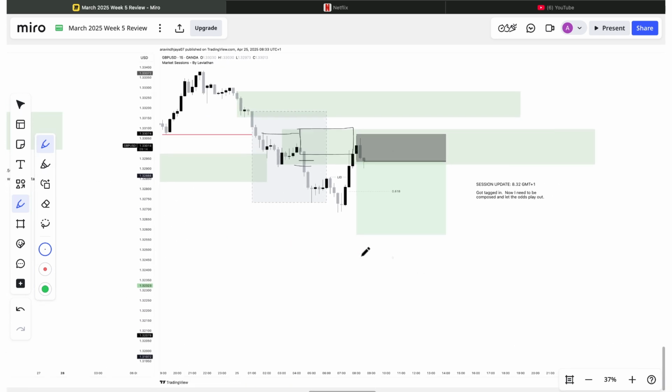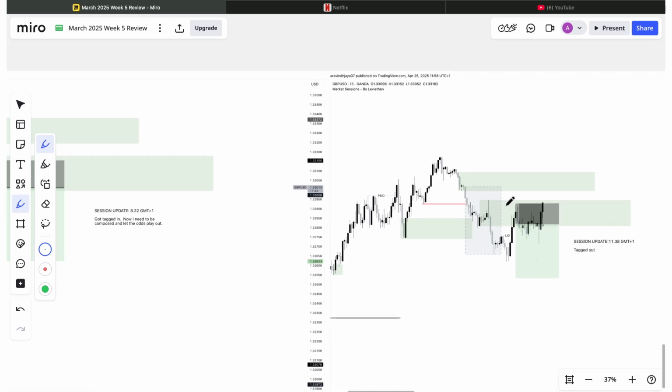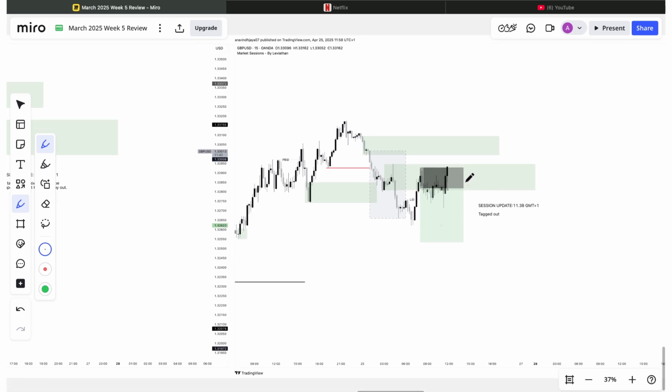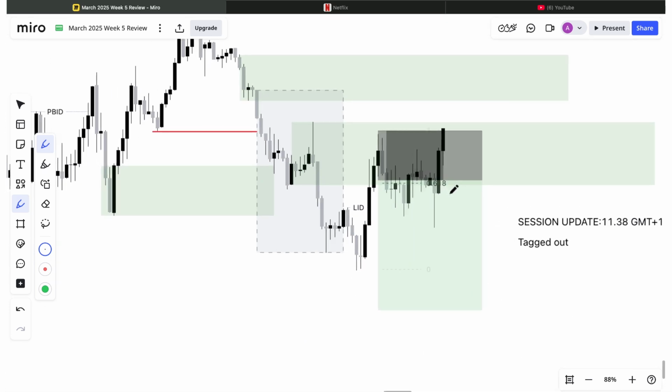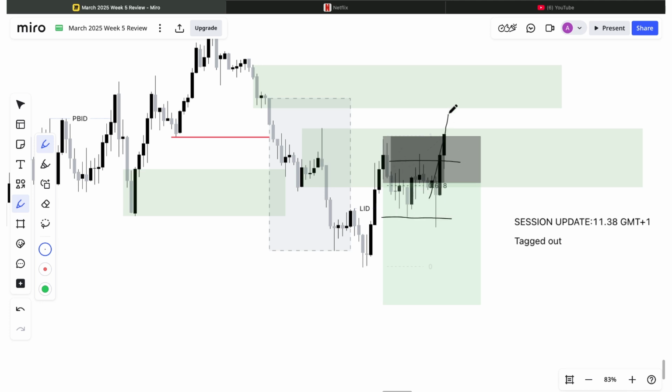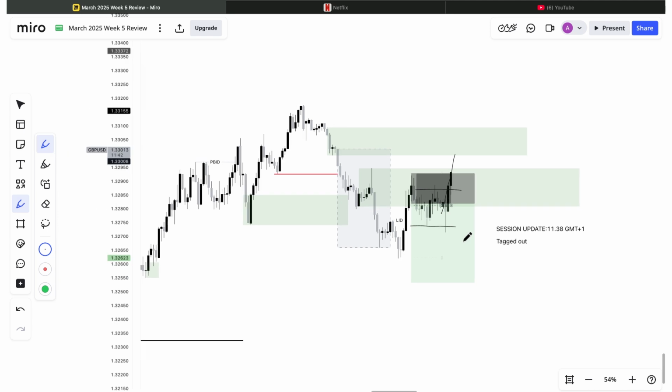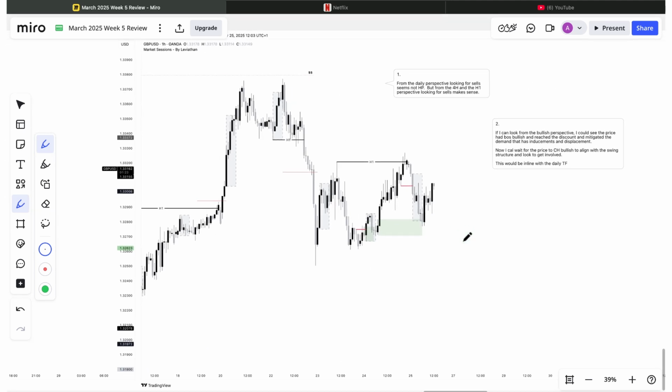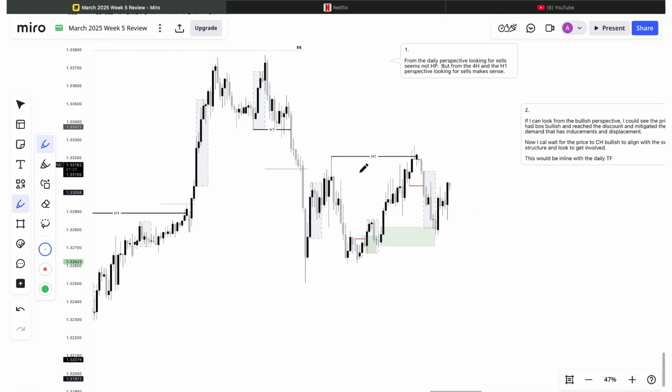So I just placed a trade and I got tagged in and I got tagged out as quickly. No, but this time it was not as quick as the last time because the price consolidated heavily around this region and it tagged me out. And yeah, that's it.